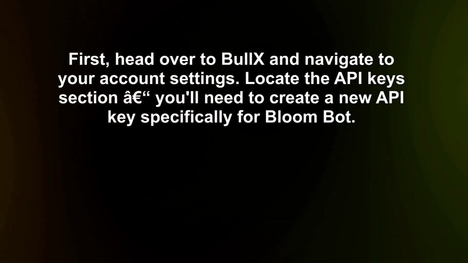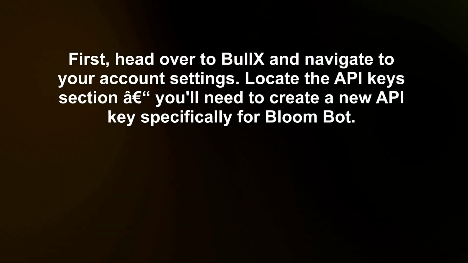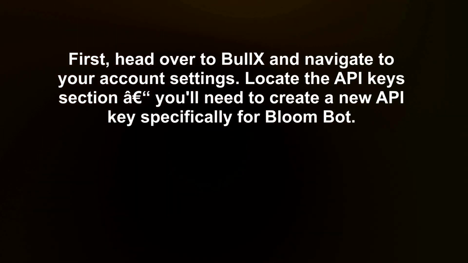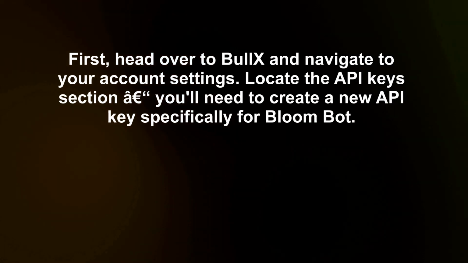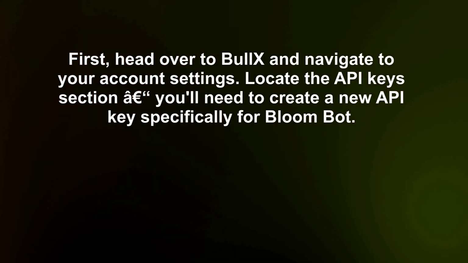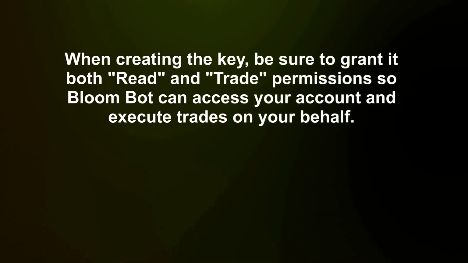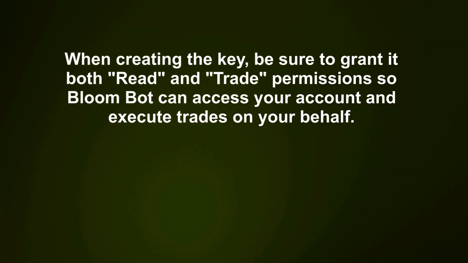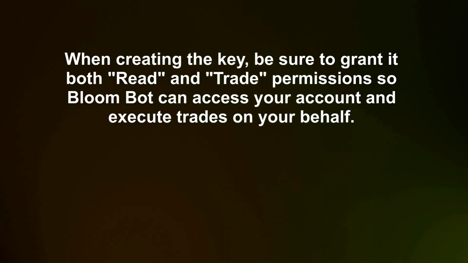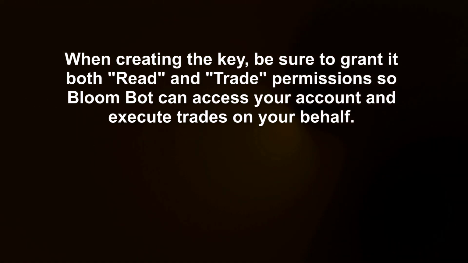First, head over to BullX and navigate to your account settings. Locate the API Keys section. You'll need to create a new API key specifically for BullBot. When creating the key, be sure to grant it both read and trade permissions so BullBot can access your account and execute trades on your behalf.